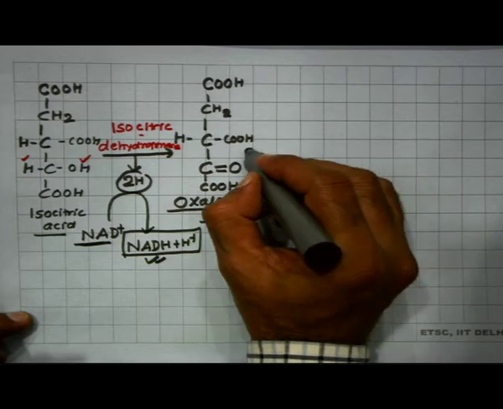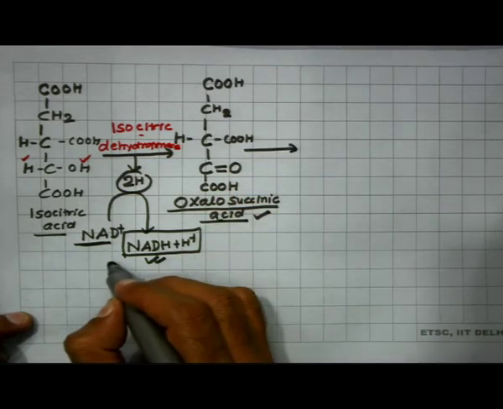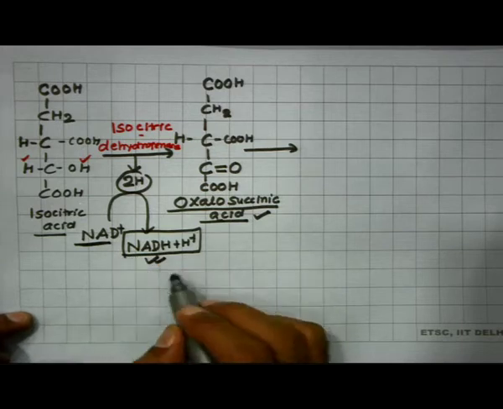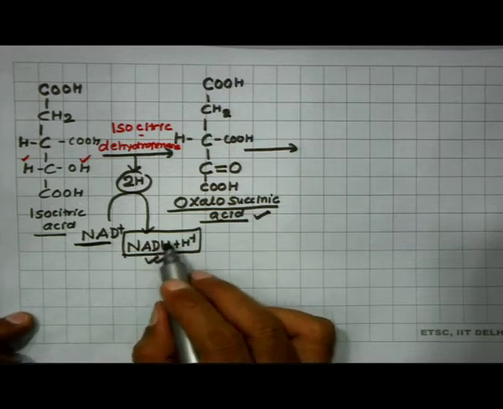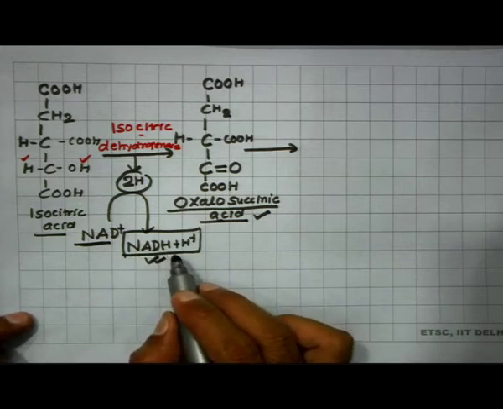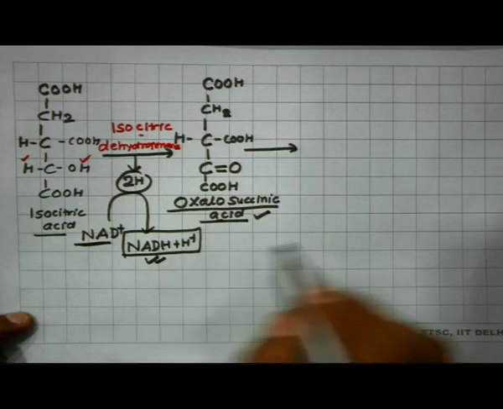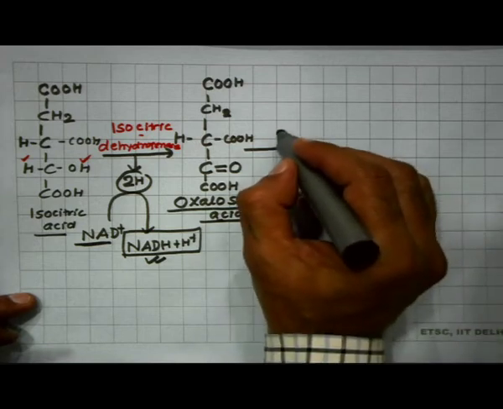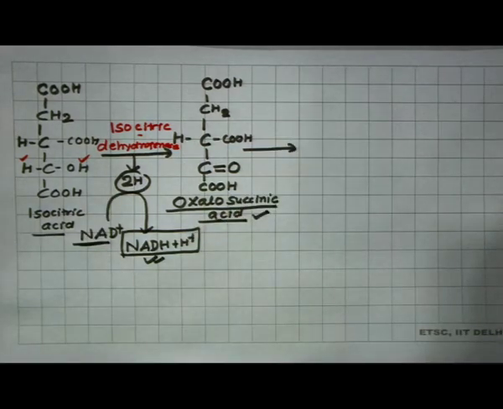Now, this will be further used in the electron transport chain and oxidative phosphorylation, where reoxidation of this reduced coenzyme goes on and it helps in the formation of ATP. Now, the oxalosuccinic acid: this is the dehydrogenation process, this one is the third step of the Krebs cycle.